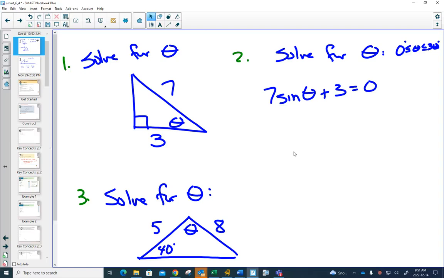We have 3 questions for warm-up today. Solve for theta in all 3.